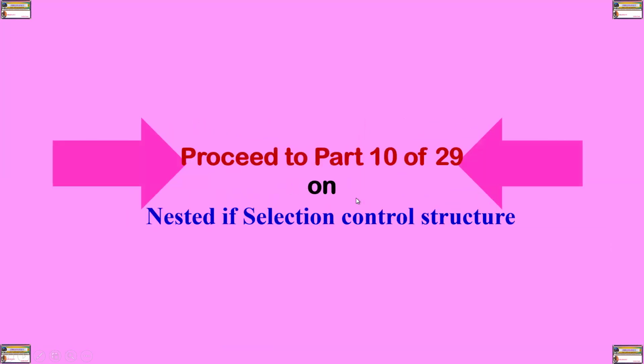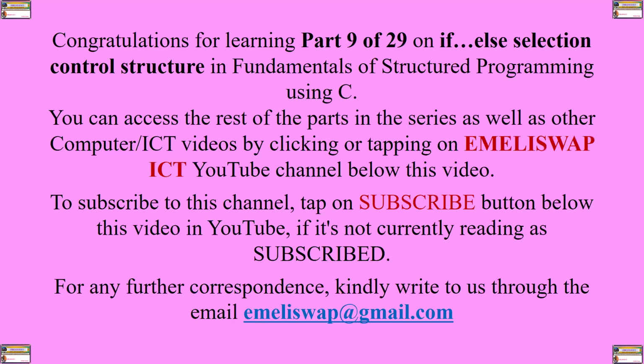And with that, my dear students and the rest of the learners, we have come to the end of part 9 of the series. You can now continue and listen or watch part 10 of the series, in which you are going to learn about what we call the nested if selection control structure. Congratulations, therefore, for learning part 9 of 29 on if-else selection control structure in Fundamentals of Structured Programming using C.